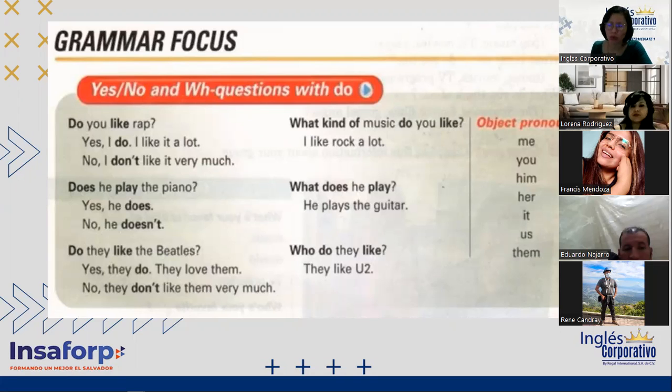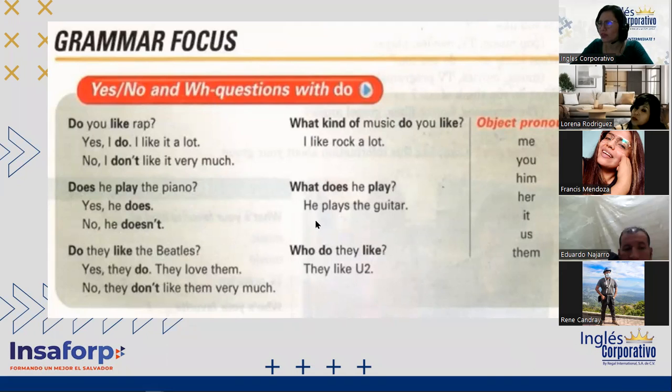Now, here we have three more questions, right? What kind of music do you like? What does he play? And who do they like? O sea, pero si no le gustan los Beatles, o quien, entonces, ¿qué banda le gusta? They like you too, right? And here, guys, you have the object pronouns. ¿Se acuerdan que hace un poquito hablamos acerca de los pronouns? Y decíamos que tenemos que llamar a cada cosa por su nombre, right? The ones that you have on screen, those are the object pronouns. Me, you, him, her, it, us, and them. So, for example, in this case, right?